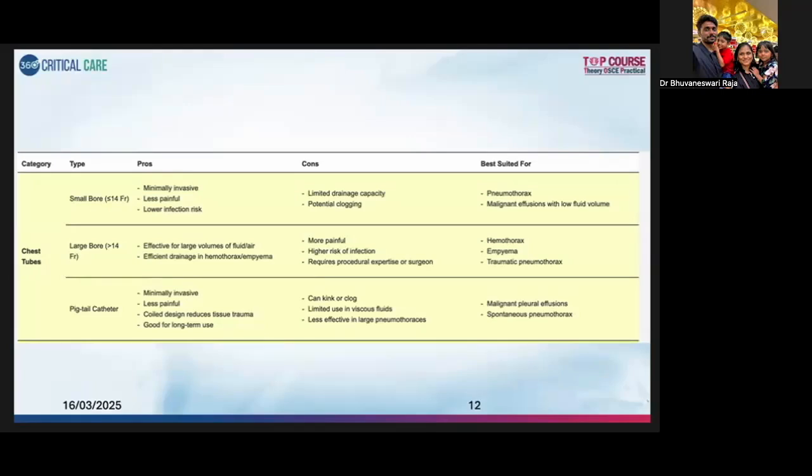And the third type, the pigtail catheter, may not be used in emergency situations, but once you drain a malignant pleural effusion and make the patient less symptomatic, if you feel there is a recurrent collection, then you can put in an indwelling pigtail catheter, which is minimally invasive with fewer chances of infection. But the pigtail getting occluded, coiled, or knotted is a possibility.